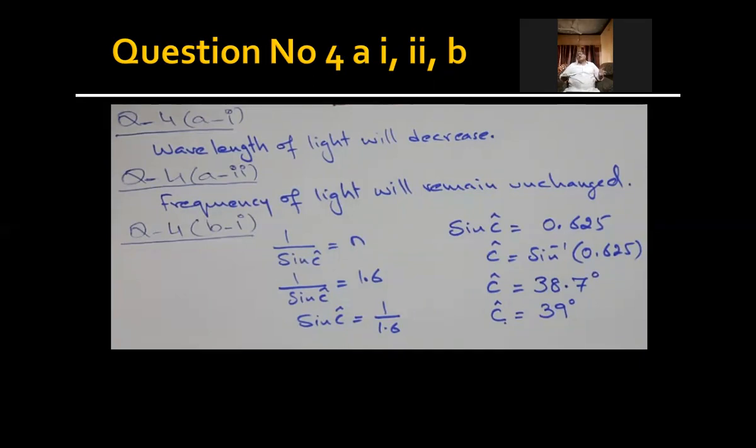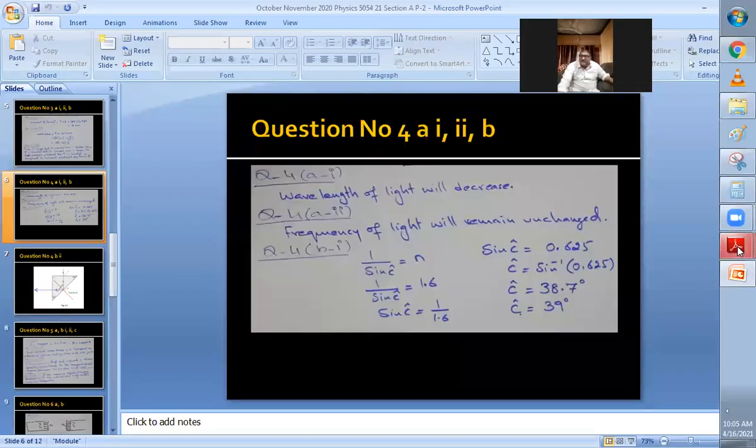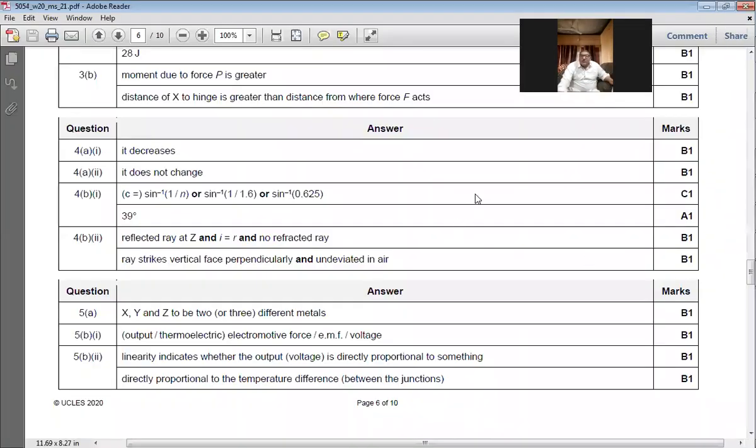You will get the answer 38.7 degrees, which is approximately 39. So 38.7 degrees is the answer. You can approximately write it as 39 degrees. A very famous formula in the chapter of light: 1 by sine C is equal to n. Never forget this formula. So this was question number 4B, first part. Let's check the marking scheme, and then we can move on.